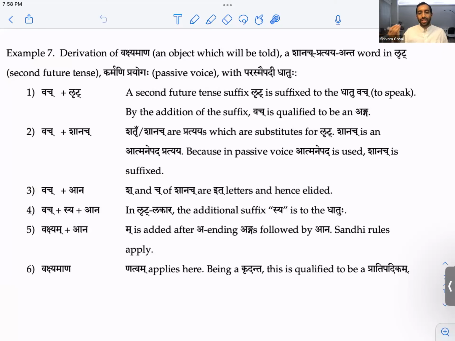Because it's ending with a, we're going to add makara. So Vakshyam. Vaksham, ana, Vakshamana. It's karmani. Here it happens to be karmani prayoga.